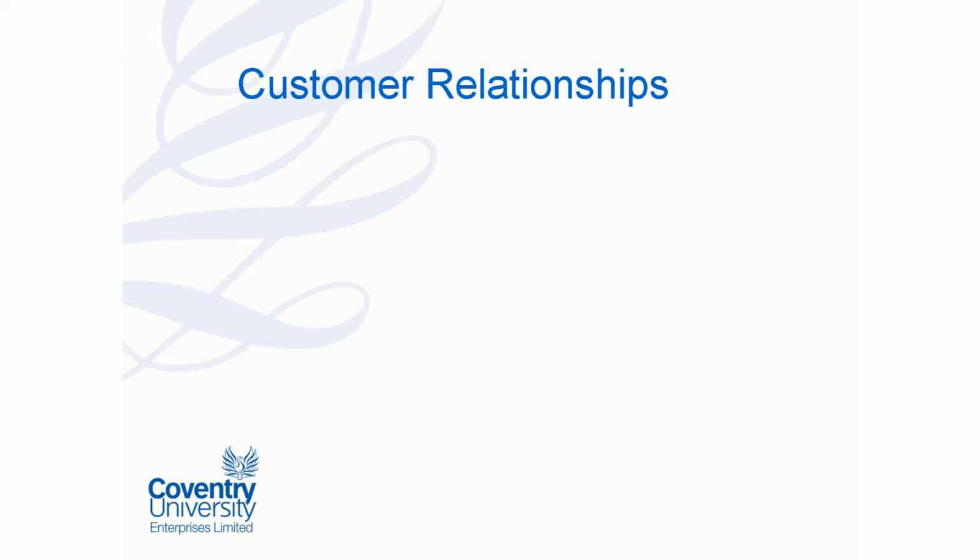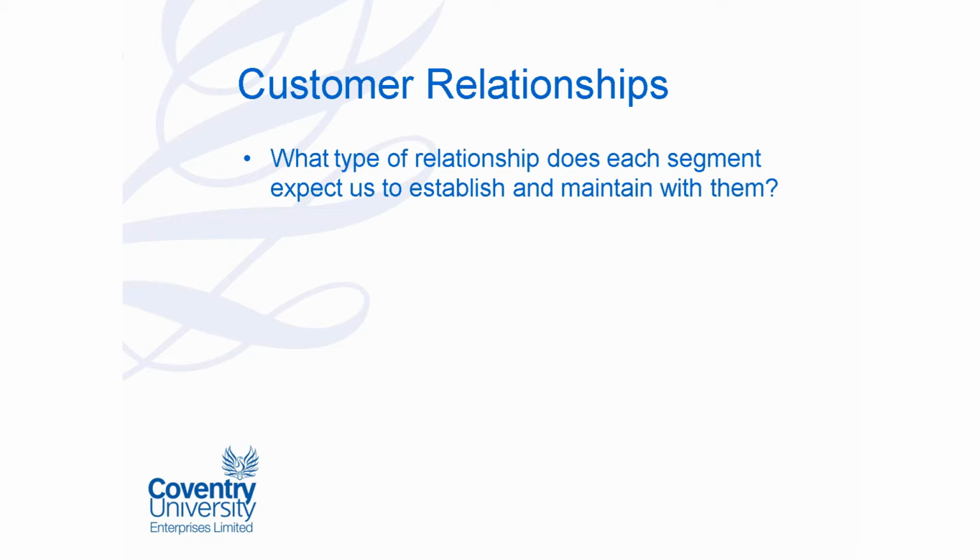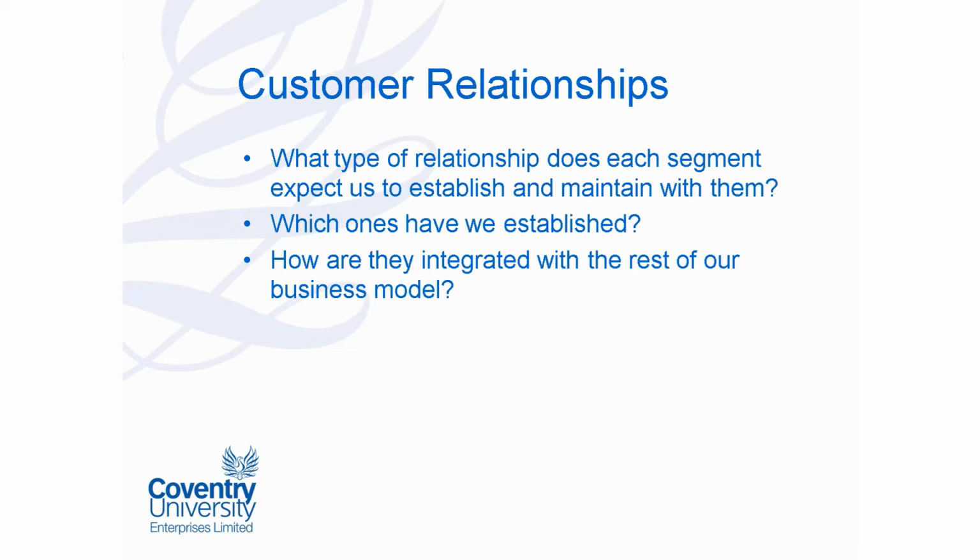Yes. The next section is about your relationships with the customers that you might have. And again, the questions on the augmented canvas are about what type of relationship each segment expects us to establish and maintain with them, which ones we have already got if we're an existing business, and how they're integrated with the rest of your business model. And it talks about some types of relationships that you might have. So they talk about personal assistance, which is like when you buy a car and somebody will take you through all the things that you need to think about and actually help you make the choice.